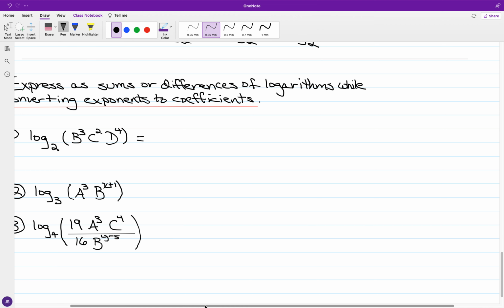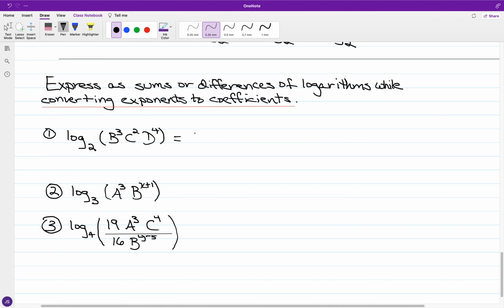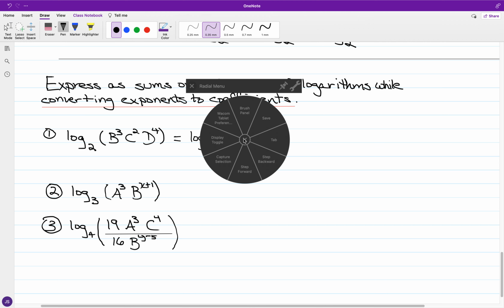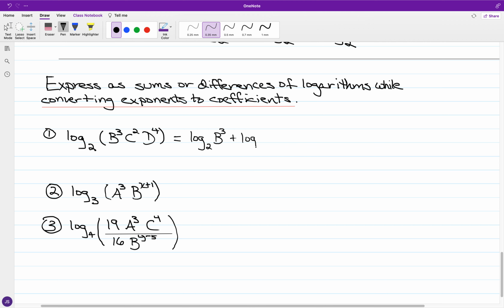So adding what we have for b to the third, c to the second, and d to the fourth. All right, so we're going to initiate. We have the base 2 logarithm of b to the third, plus the base 2 logarithm of c to the second, plus the base 2 logarithm of d to the fourth. Okay, with the letters b, c, and d, those are bases to which we have raised exponents.